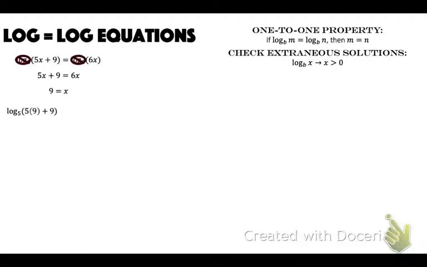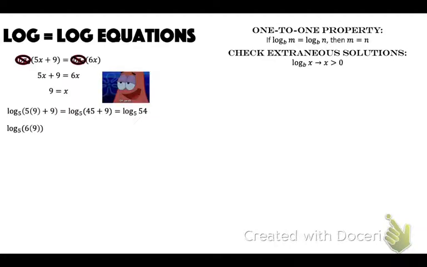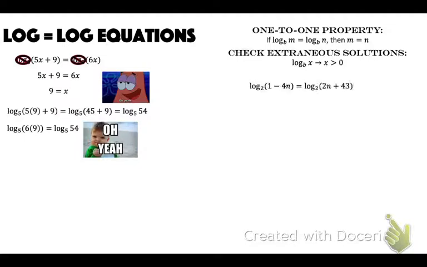Cool. And we need to check, make sure that doesn't cause an extraneous solution. So I'm just going to plug in 9 for the x, and we get 45 plus 9, which is 54. So that's good. Plug in 9 for the x on the other side, and you also get 54. So we're good.